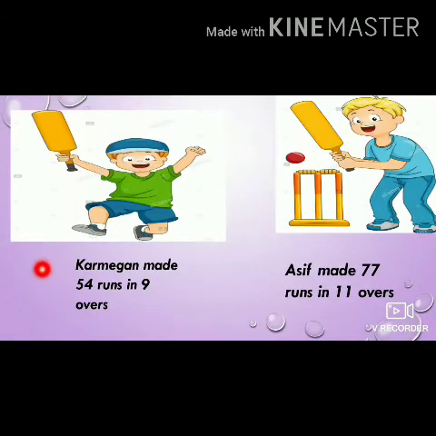Karmugilan made 54 runs in 9 overs and Asif made 77 runs in 11 overs. You have to find whose run rate is better. Run rate is nothing but the ratio of runs to overs. That is 54 is to 9. You have to find whose run rate is better.